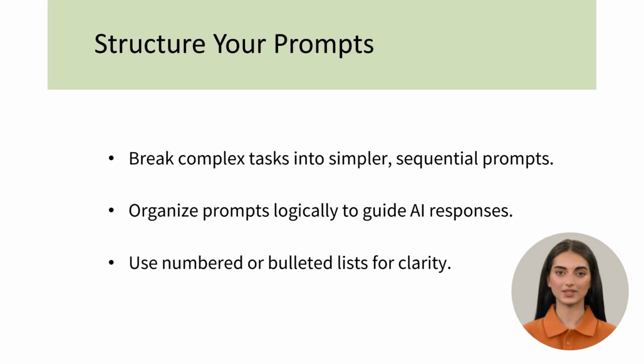Finally, use bullet points or numbered lists when providing input. A structured prompt leads to a structured response. For example, instead of asking, "How can we improve community engagement?" you might say, "List 3 ways to improve community engagement, including digital tools, in-person events, and volunteer programs." A well-structured prompt makes it easier for ChatGPT to deliver useful, actionable responses.